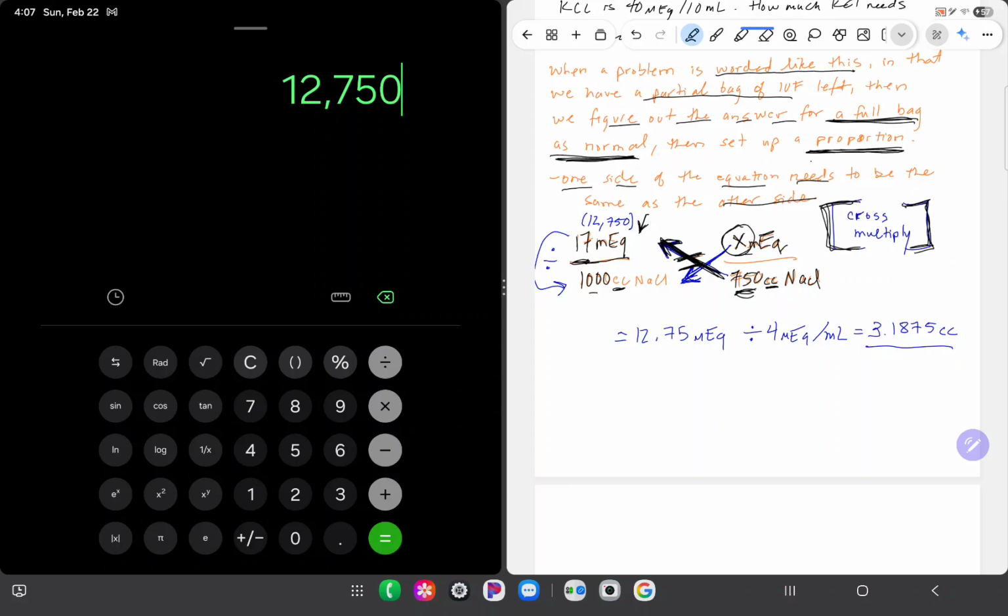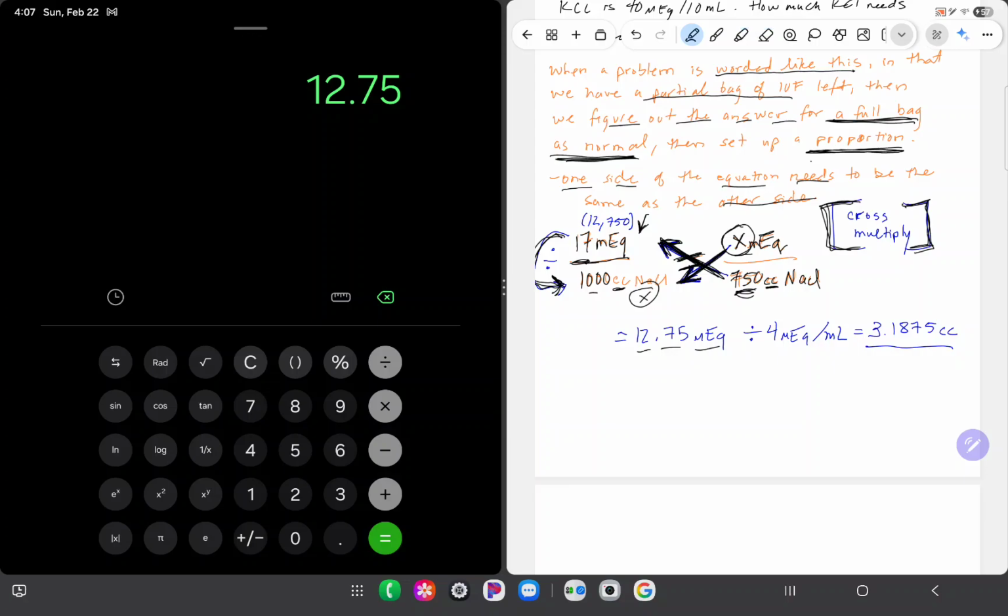All right? I wanted to do that first because, as you can see over here, I have an X. Well, X doesn't really help me multiply and get an answer, so I'll do that part second. X times 1,000, well, that just gets me 1,000X. That's all it gets. So if I take my 12,750 divided by what's on the bottom of my equation now, 1,000, there you go. Now I get 12.75 milliequivalents. I have figured out my X milliequivalents.